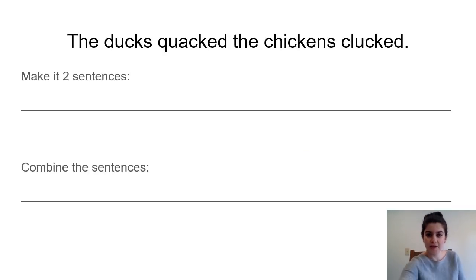In this example we see the ducks quacked, the chickens clucked. So this is a good example of a run-on sentence. We have two ideas that really should be written differently to make more sense. So there are two ways that you can fix a run-on sentence. The first way is to turn it into two separate sentences. We do this when we have two subjects and two predicates. So the ducks quacked, the chickens clucked. The two sentences we can turn this into are first, the ducks quacked.